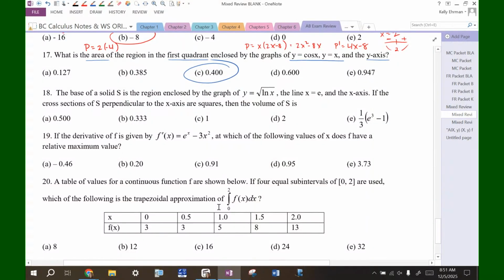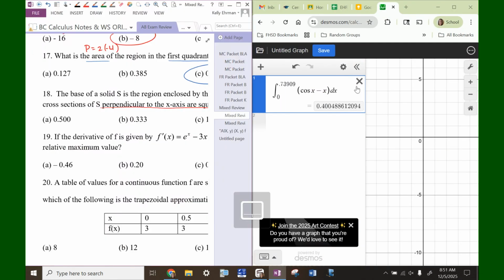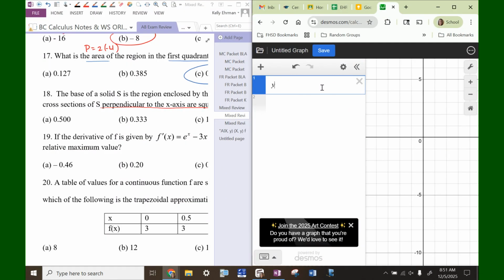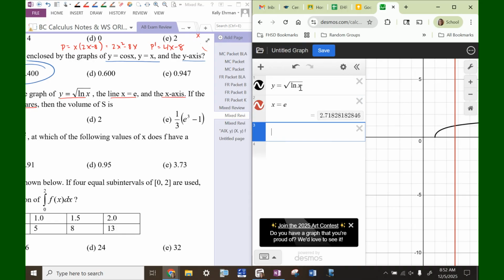Okay, number 18, the base of a solid S is the region enclosed by this graph, the line x equals e and the x-axis. If the cross sections are perpendicular to the x-axis and they're squares, find the volume. So let's go ahead and graph this first. So we want to graph y equals the square root of ln x, x equals e, and the x-axis, which is y equals 0, if you really need to see that.